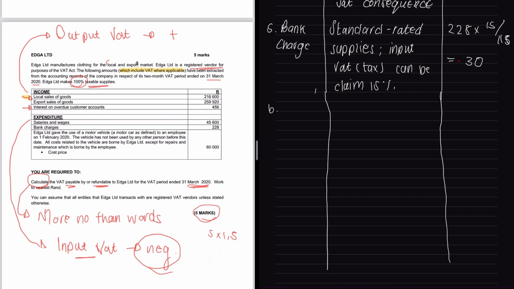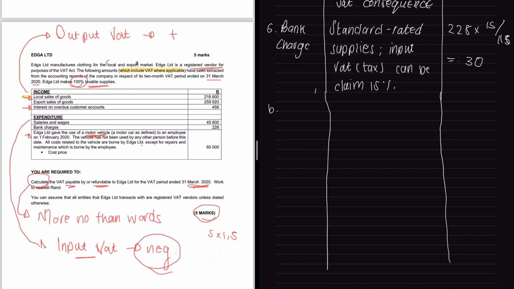Number 6. We are told Edgar Ltd gave the use of a motor vehicle, a motor car as defined. So here they were very nice to tell you it is already a motor car as defined, to an employee on the 1st of Feb 2020. The vehicle has not been used by any other person before this date. All costs related to the vehicle are borne by Edgar.